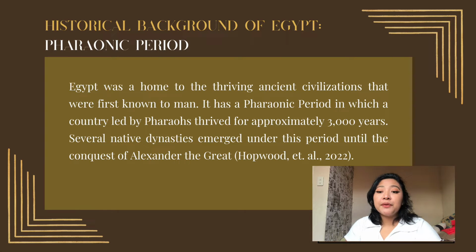First, we have the Pharaonic period. Egypt was home to the thriving ancient civilizations that were first known to man. It has a Pharaonic period in which a country led by pharaohs thrived for approximately 3,000 years. Several native dynasties emerged under this period until the conquest of Alexander the Great.